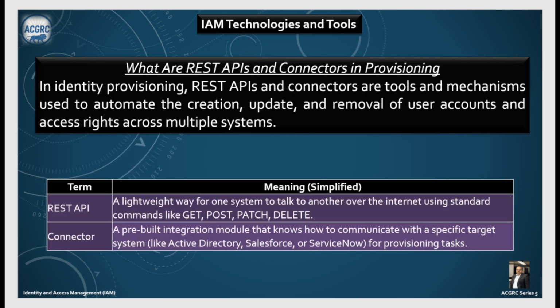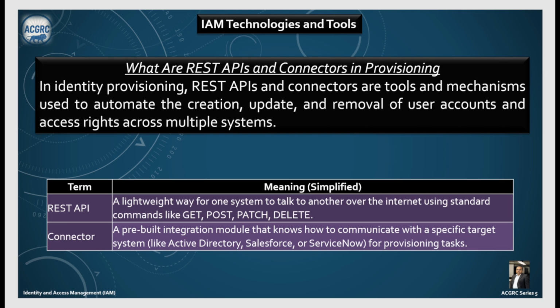Next, REST APIs and connectors. What are those? In identity provisioning, REST APIs and connectors are tools and mechanisms used to automate the creation, updating, and removal of user accounts and access rights across multiple systems. A REST API is a lightweight way for one system to talk to another over the internet using standard commands like GET, POST, PATCH, DELETE.